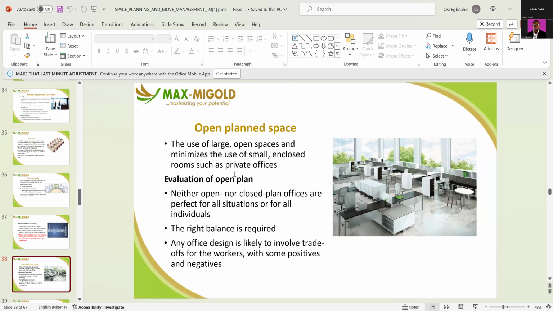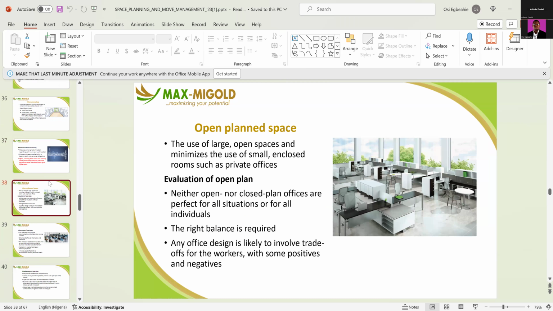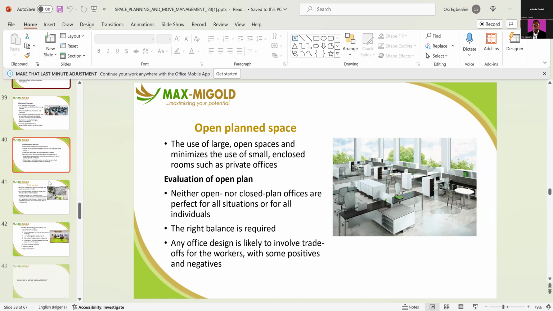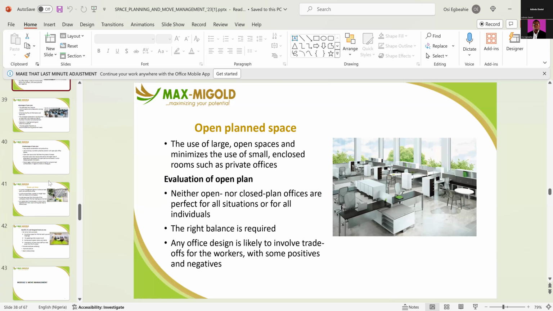Open space plan. Okay, open space plan is when you just have open floor plans where people can walk in the open space. It is the use of large and open space and minimizing the use of small or enclosed office spaces such as private offices.